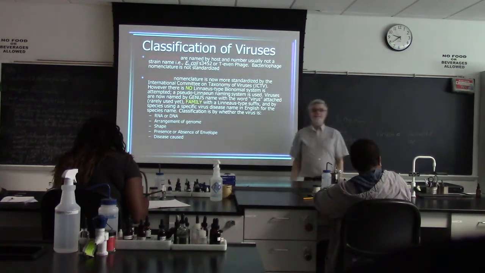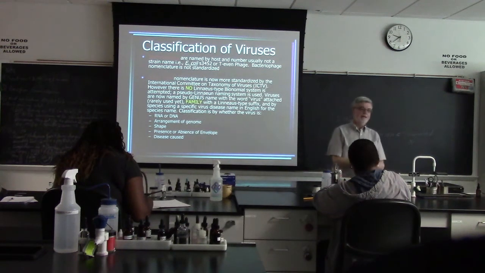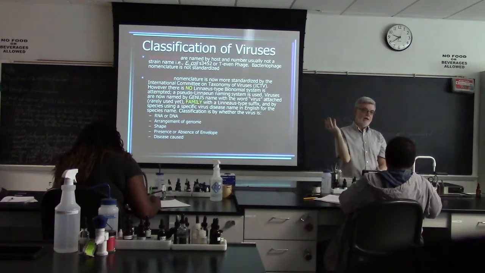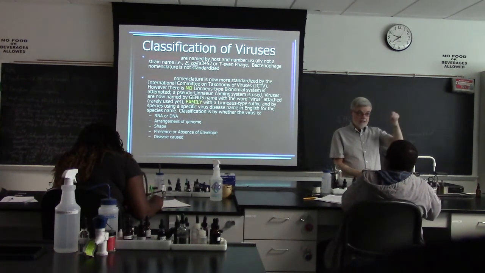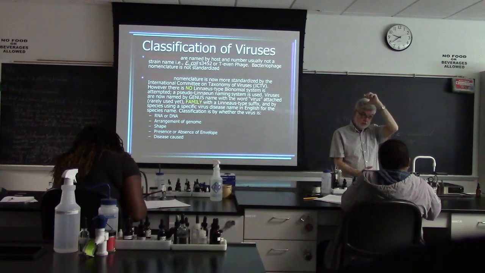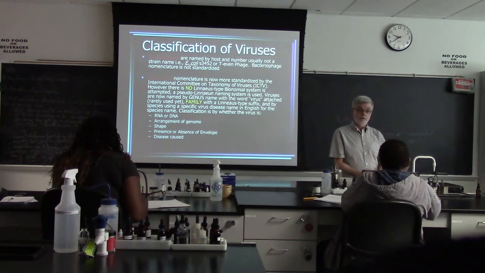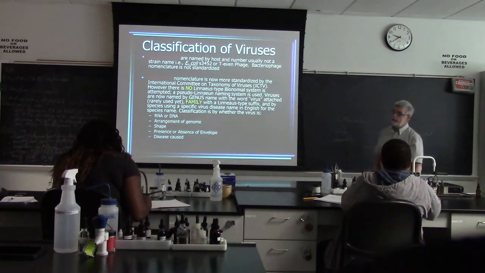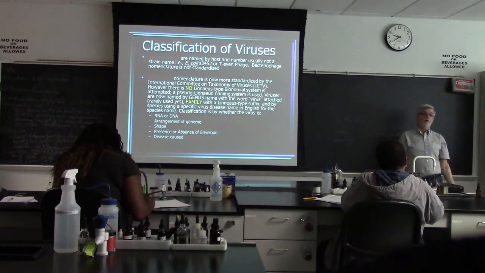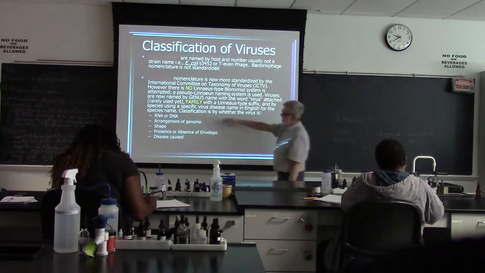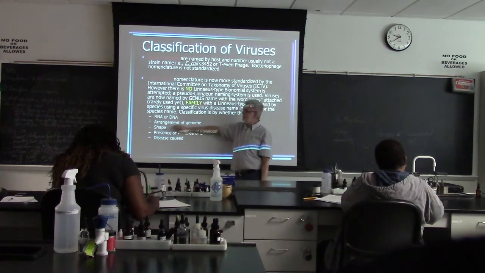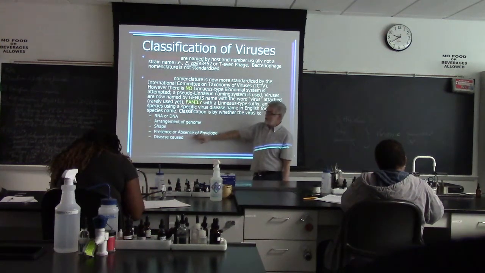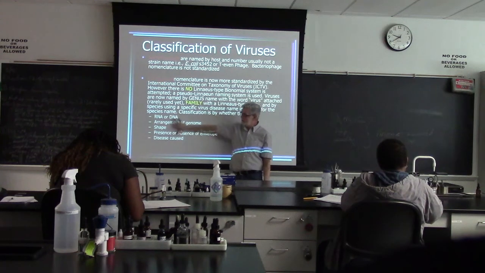Let's talk about the rest of the viruses. They are separated into two different groups: if it has DNA inside or RNA. Then, how is the DNA or RNA arranged? Does it have a capsid or not? Does it have an envelope or not? And then finally, by the disease it causes. So, remember, RNA or DNA, arrangement of the genome, shape of the capsid, whether or not it has an envelope, and the disease it causes is how we organize them.